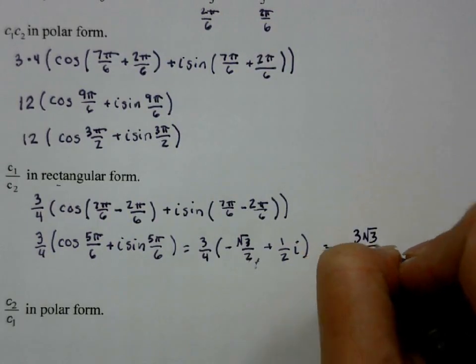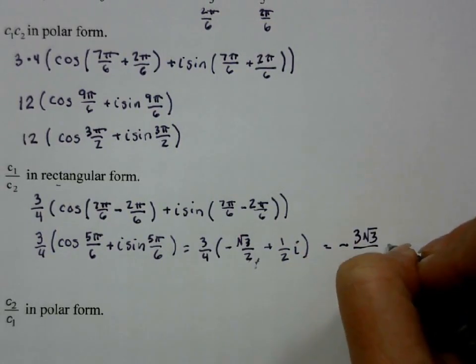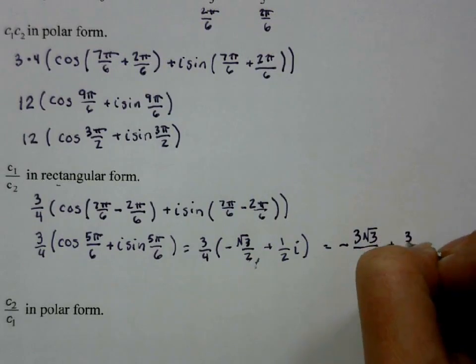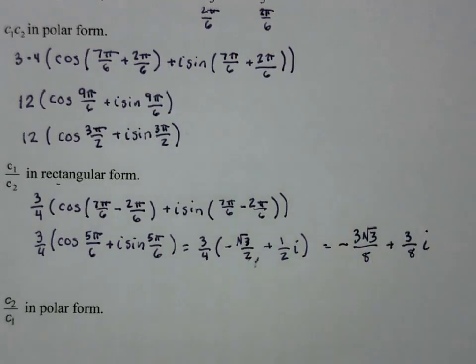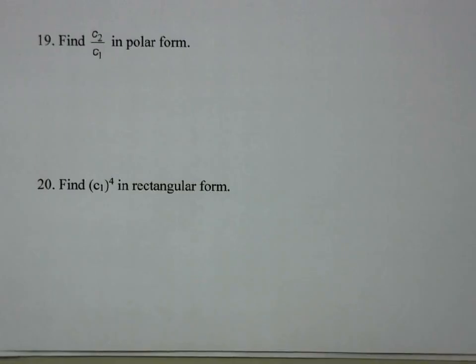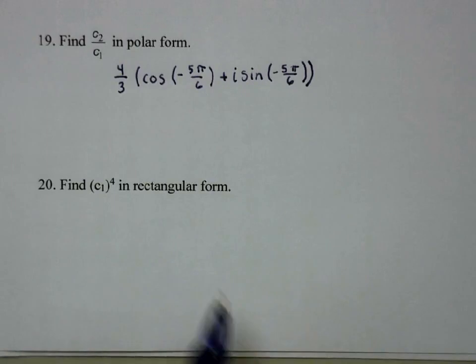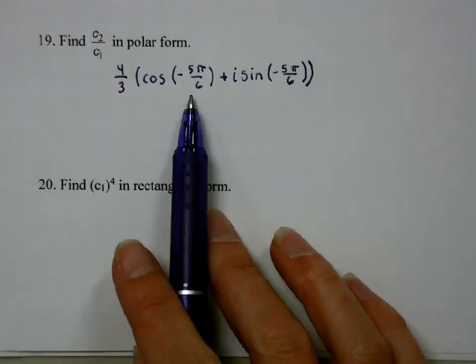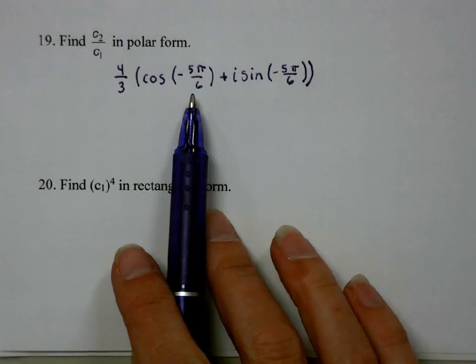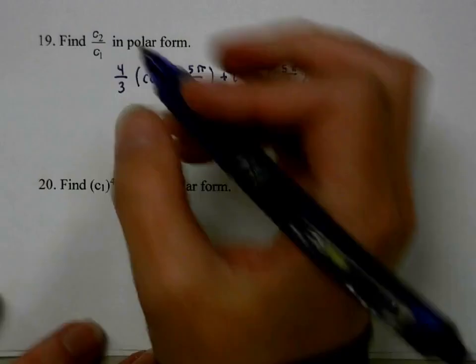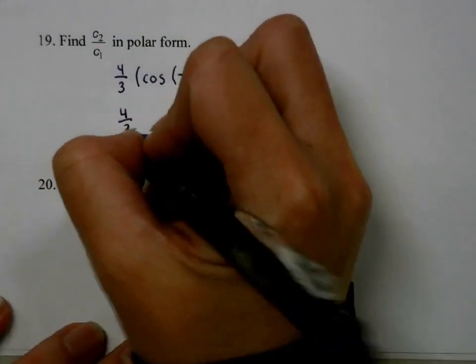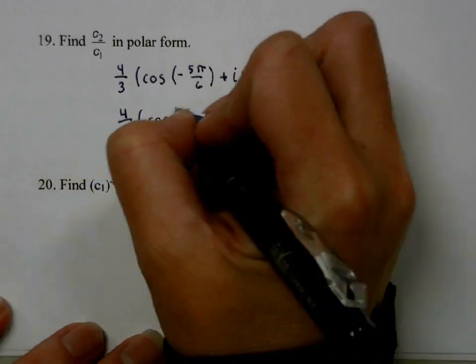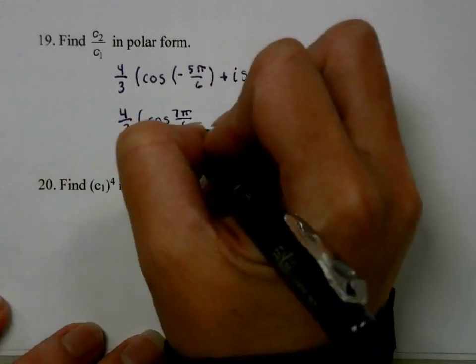The next one's going to be the reverse of that, but we want our answer in polar form. So we have 4 over 3, and then when we do 2 pi over 6 minus 7 pi over 6, we get negative 5 pi over 6. Then we want to write the equivalent positive form. So our final answer here would be 4/3 cosine 7 pi over 6 plus i sine 7 pi over 6. So you can either think about this graphically or just add 2 pi, which would be 12 pi over 6.